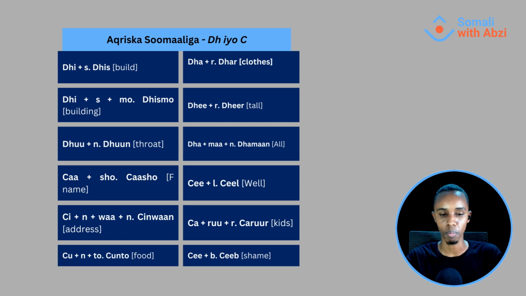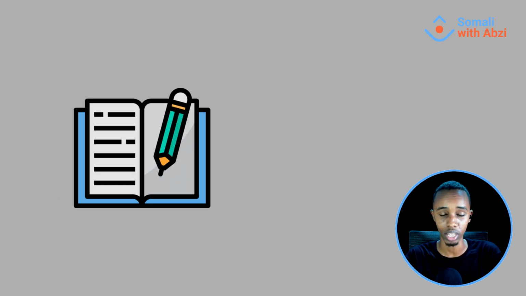E plus ba, eb. And now let's go to the next part, which is qoraalka Somaliga da iyo a. The Somali writing da and a. Let's practice writing. I'll say some words, take your note and write them down. It will be 10 words, and after that I'll say and show you on the screen for the correct answers.